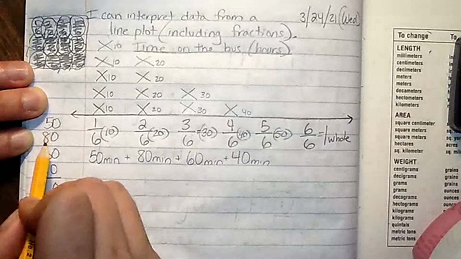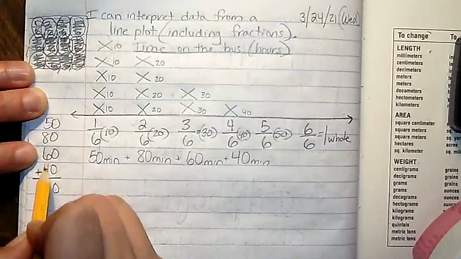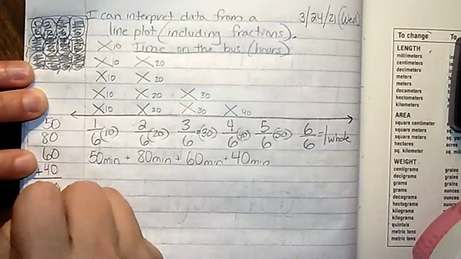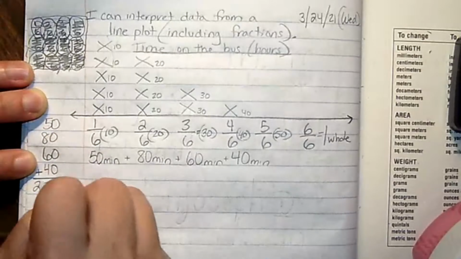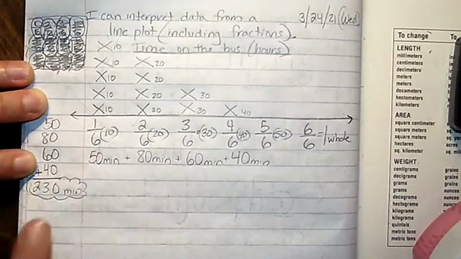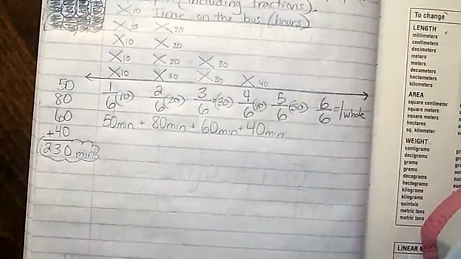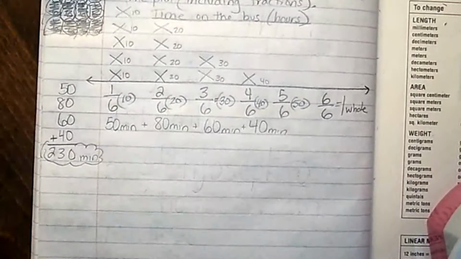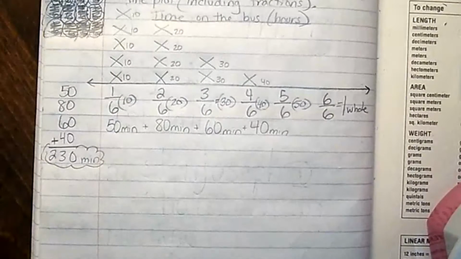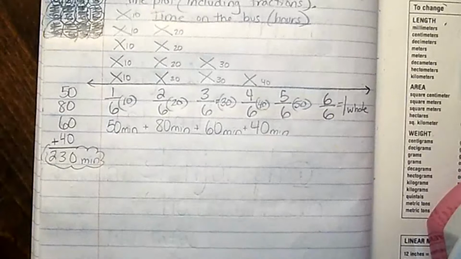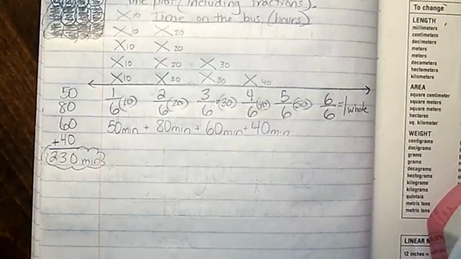5 plus 8 is 13 plus 10, that gives me 230 minutes. Okay, that's one way I could answer the question. I could say the total number of minutes the kids have been on the bus, and that would be correct. I could even change it to hours because I know there's 60 minutes in 1 hour. I could figure that out.